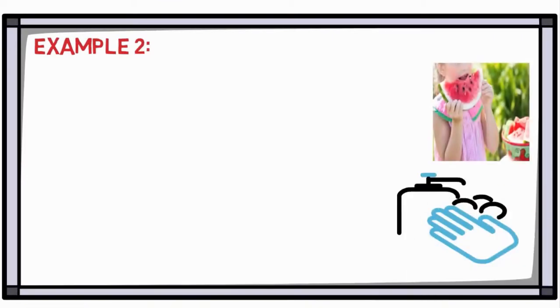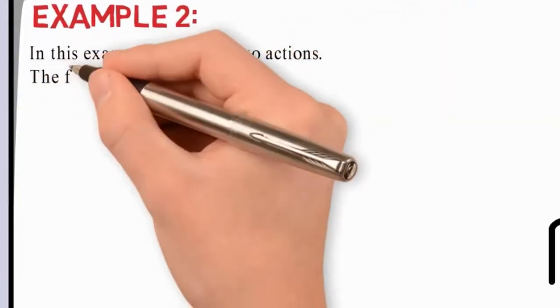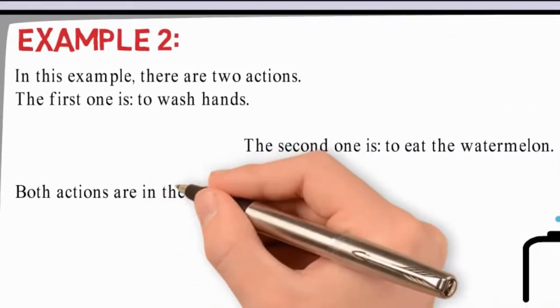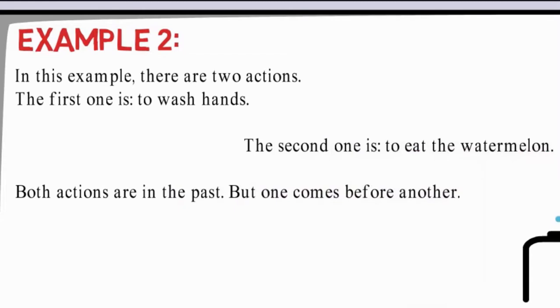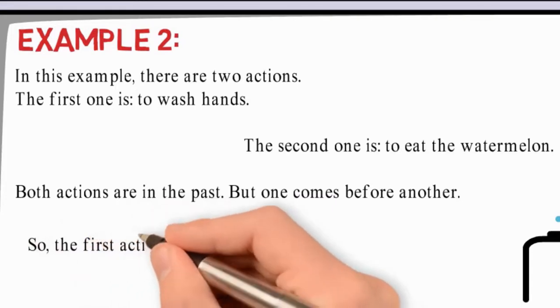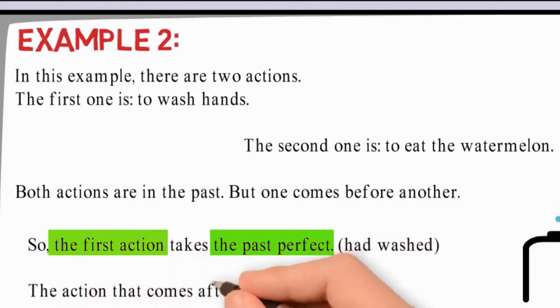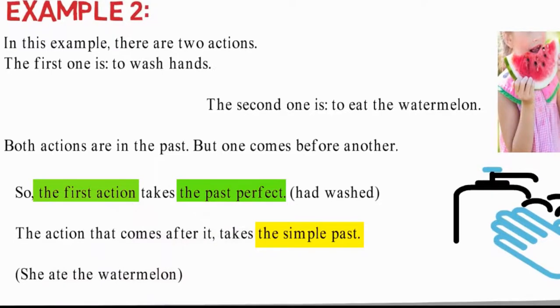Example 2. In this example, there are two actions. The first one is to wash hands. The second one is to eat the watermelon. Both actions are in the past, but one comes before another. So, the first action takes the past perfect simple, had washed. The action that comes after it takes the simple past, she ate the watermelon.